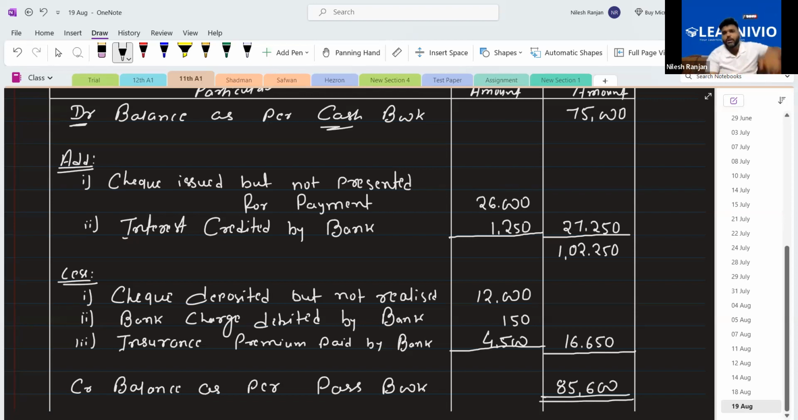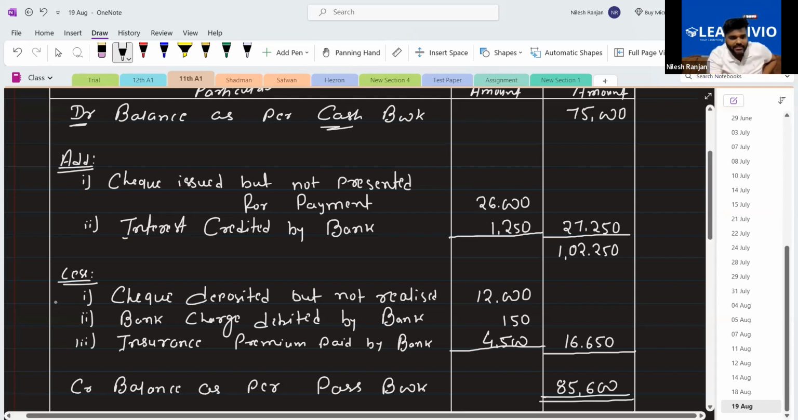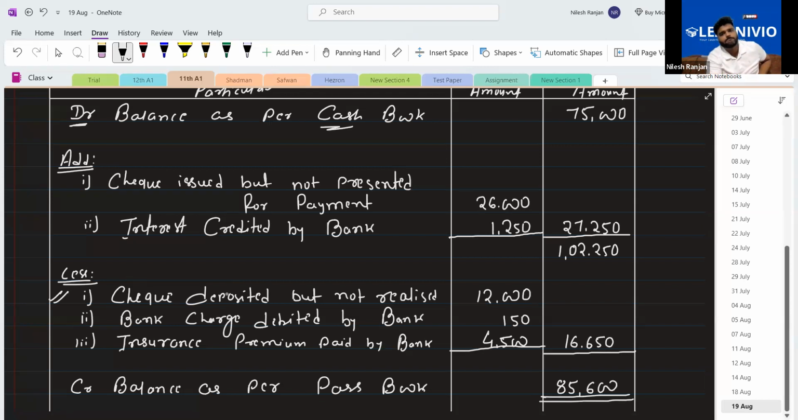Yes, sir. But there is no impact on passbook. And we are using cash book as opening balance, so we will decrease it. So you can see here in less side, I have written check deposit. Understood? Which side, sir? Less side means you have to decrease it. Okay. So what is your solution here?